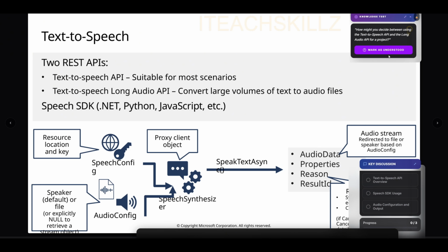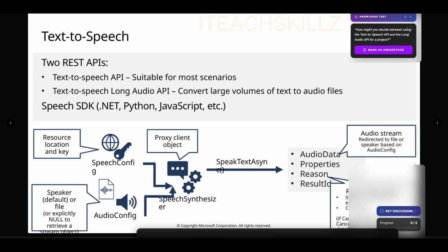We are diving into two key REST APIs designed for text-to-speech conversion. The text-to-speech API is generally suitable for most scenarios, whereas the text-to-speech long audio API excels at converting large volumes of text to audio files. Utilizing the Speech SDK in languages like .NET, Python, and JavaScript involves setting up a proxy client object with methods such as speakTextAsync and configuring your speech preferences using speech-config. The output can be directed either to a speaker or saved to a file based on audio config settings. After conversion, you'll find the generated audio in properties like audio data and will receive a reason for the result, indicating success with synthesizing audio completed or a cancellation.